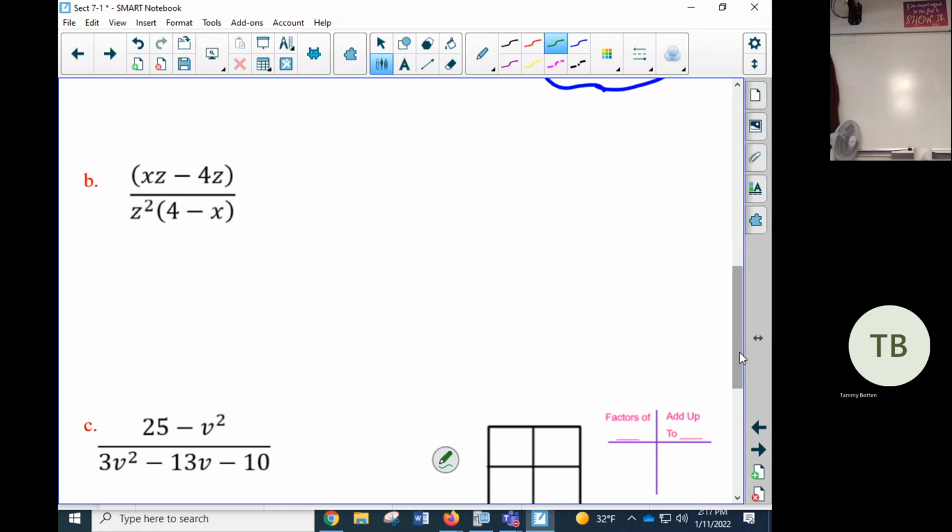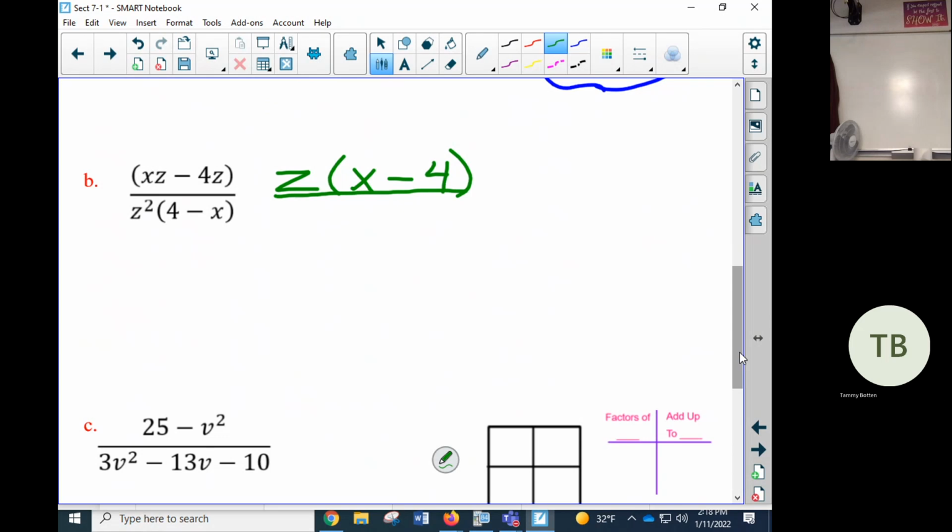What could I take out? Another type of factoring that we haven't talked about yet is what is in both those terms on the top that we can take out front? A z, right? And then if I looked at z times what gives us xz, don't I need an x? Minus z times what gives me 4z, I need a 4. Do you all understand that? I just took a z out of both terms.